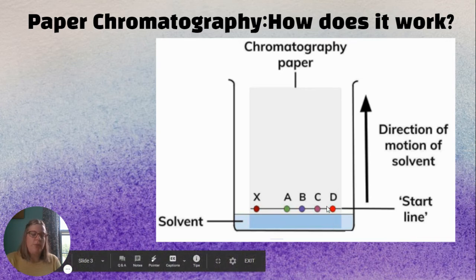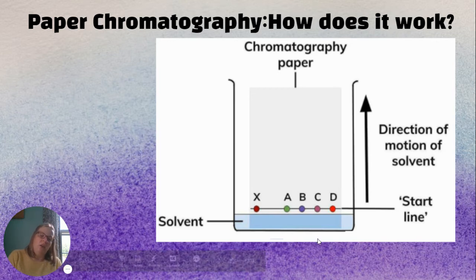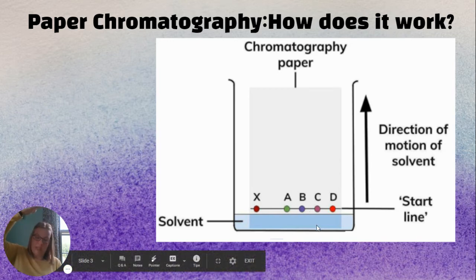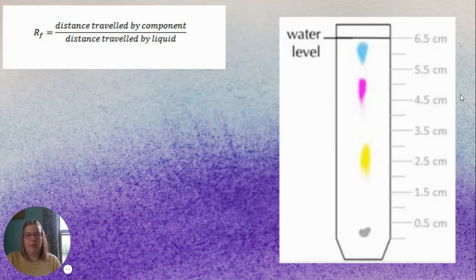Because the paper is absorbent, it will draw the mobile phase up, and once the solvent hits your dots, it's going to potentially pull that substance up. And what you get is something called a chromatogram. A chromatogram is the result of the pulling apart of those different things in the mixture.